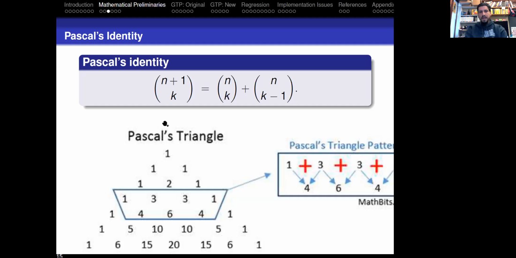If you want, you can view this element here as a 0 choose 0. Now this beautiful identity: n plus 1 choose k is n choose k plus n choose k minus 1. How could we prove this? Well, one way is by just brute force algebra. You could write out what things are, clear the denominators, and we would be done. But it's not really an enlightening proof, so I want to give a story proof.